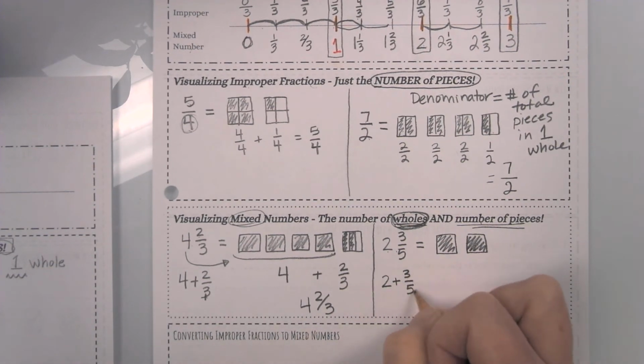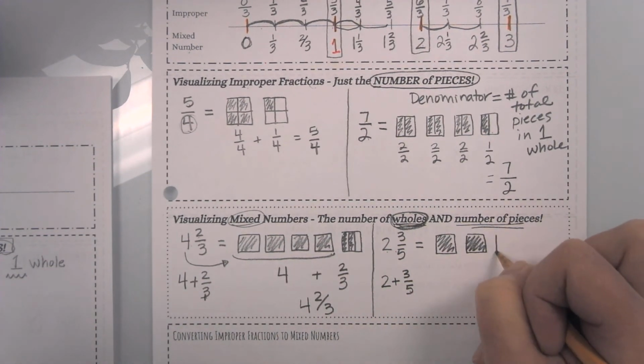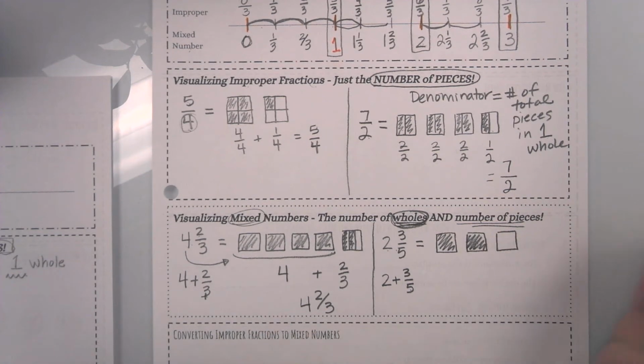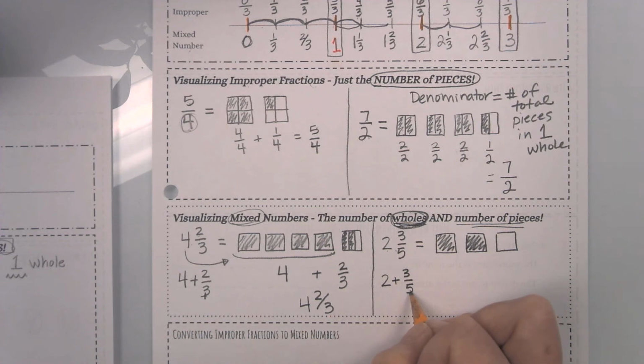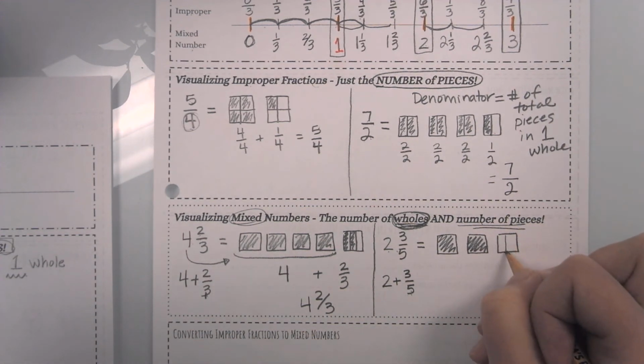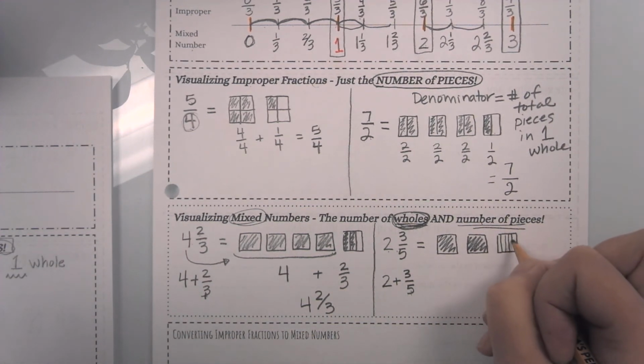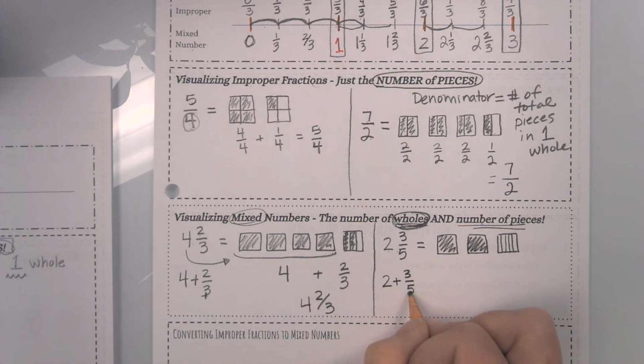That means I need to draw another hole. I don't have all of it, but I do need to draw the hole. What am I going to split my hole into? I'm going to split it into 5. This is going to be hard because this is a tiny little square. How many am I going to color in?